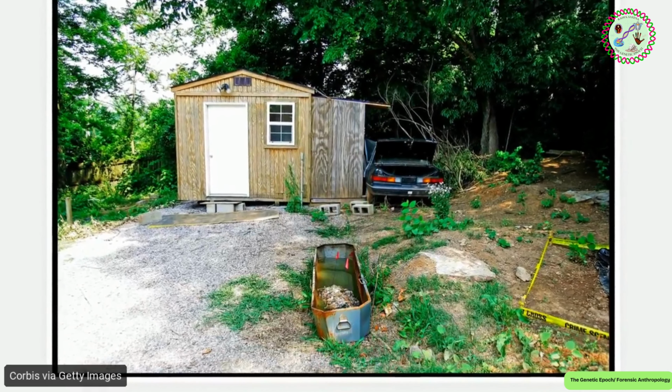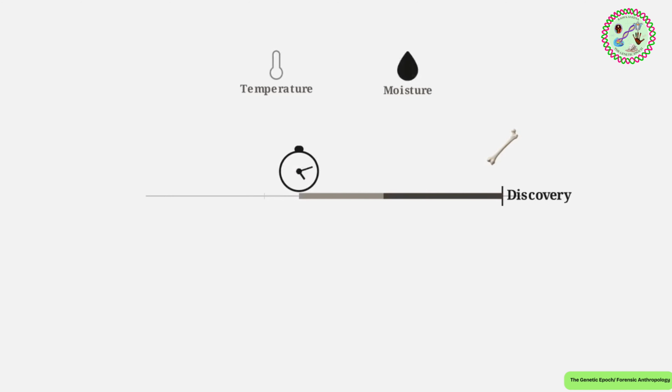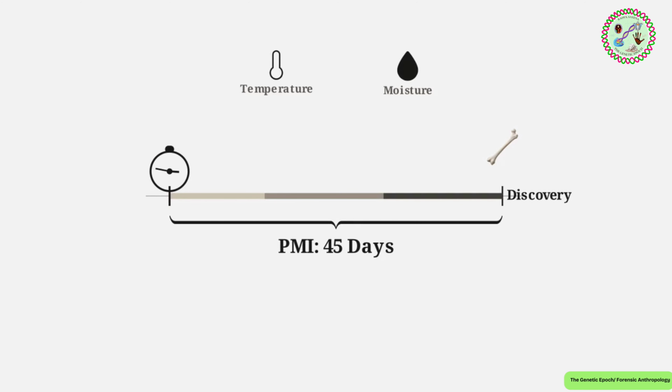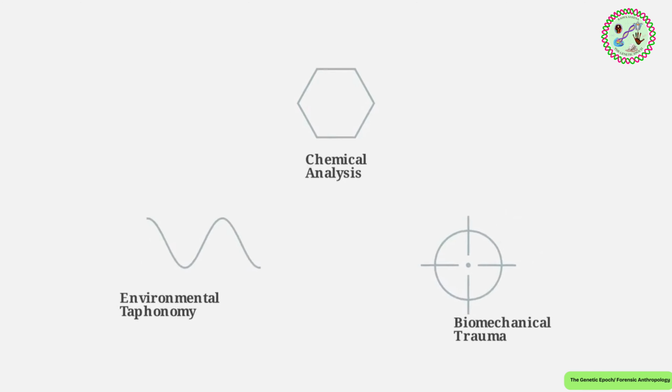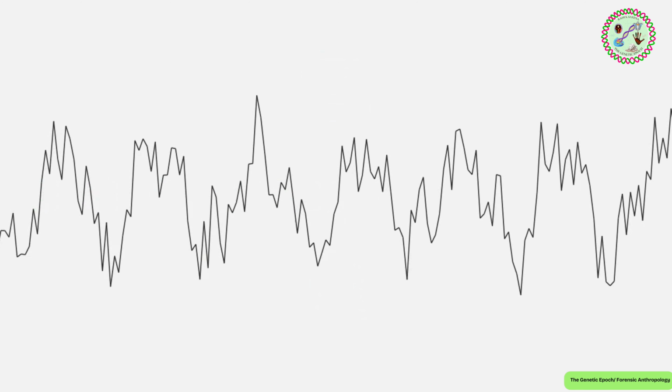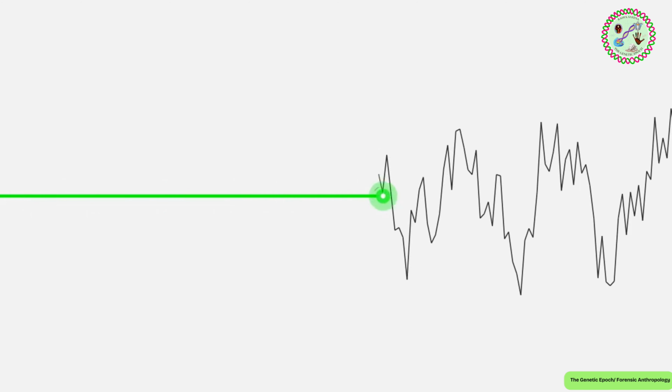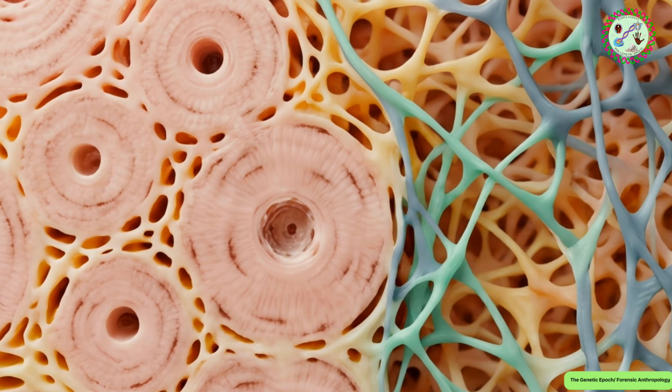The second data layer is environmental taphonomy, which measures how external forces break down the body to calculate the post-mortem interval. The medico-legal system requires the synthesis of these 3 variables to isolate the forensic signal from the surrounding environmental noise. We begin with the chemical layer.